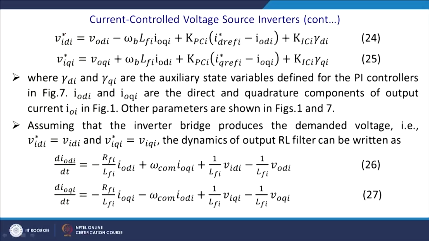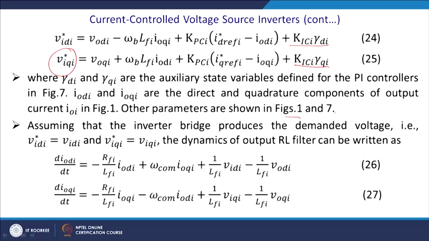So, VIDI equals VODI minus omega B LFI IOQI plus the PI controller's value. Similarly, for the Q axis you get VOQI plus omega LFI times the cross term, plus KPCI times (IQref minus IQI) plus KICI lambda QI, where lambda DI and lambda QI are the auxiliary state variables for the PI controllers of the current control loop, and in figure 7, IODI and IOQI are the direct and quadrature axis components of the output current IOI, and other parameters are shown in figures 1 and 7.